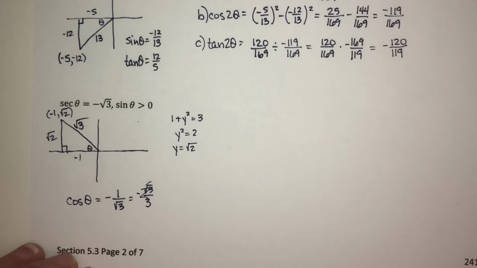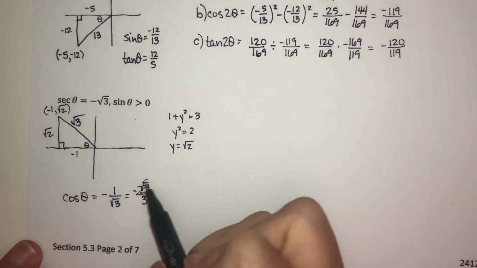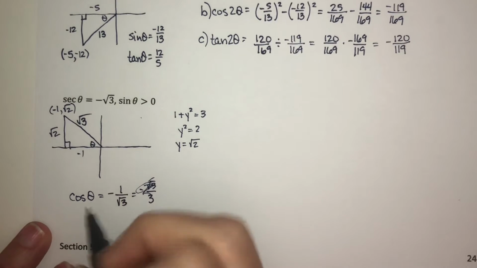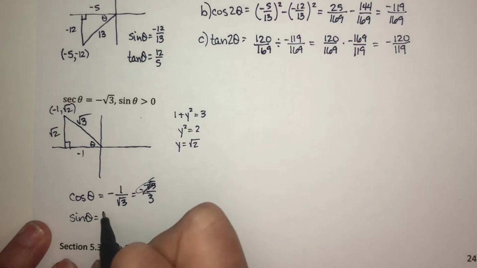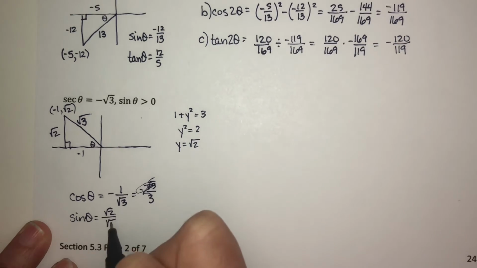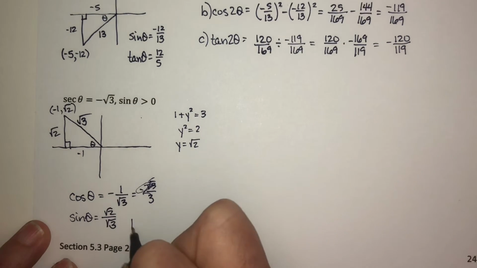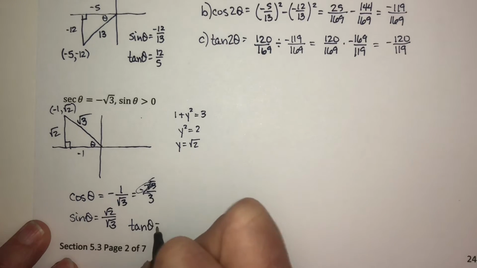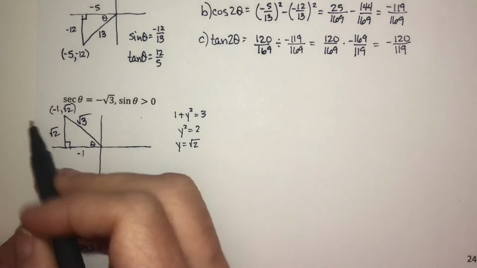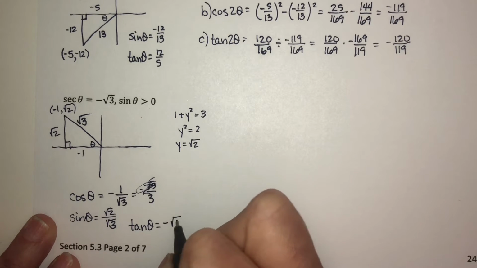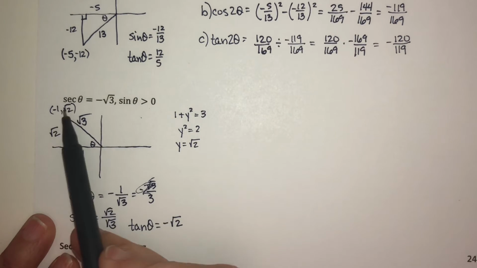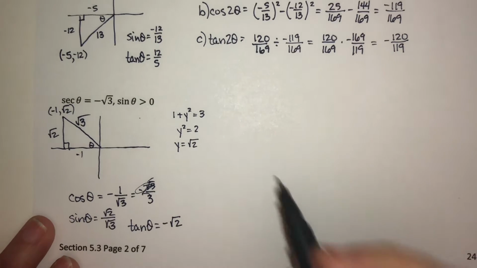So I have that. My cosine is negative 1 over the square root of 3. Sine of theta is going to be the square root of 2 over the square root of 3. And tangent of theta is going to be square root of 2 over negative 1, which is negative square root of 2.